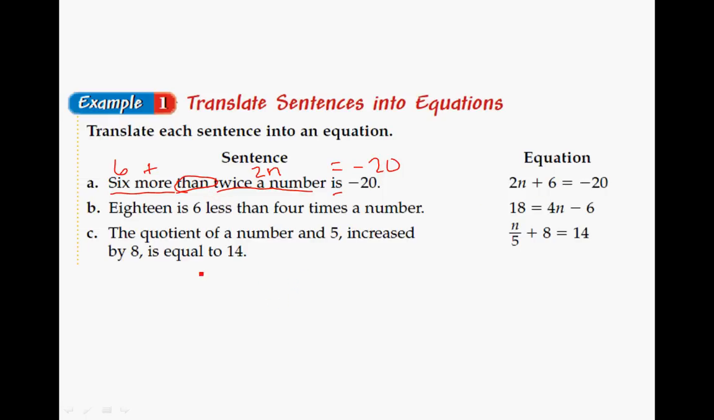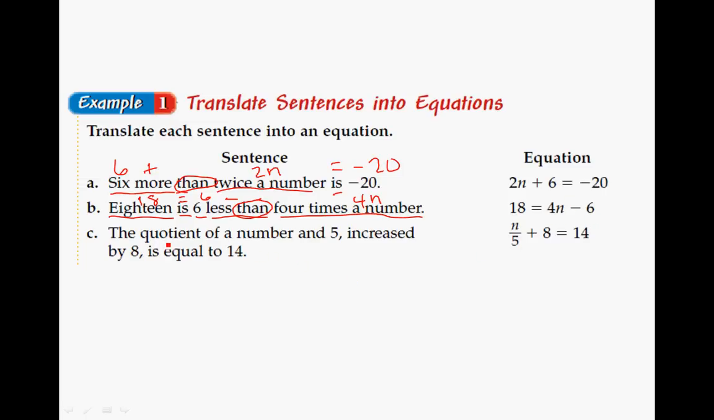Okay, 18 is, there's your equal sign, 6 less than 4 times a number. Again we have this 'than,' so notice what happens. 4 times a number is 4n. And remember, because of that 'than,' this switches around, so it's actually 4n minus 6.